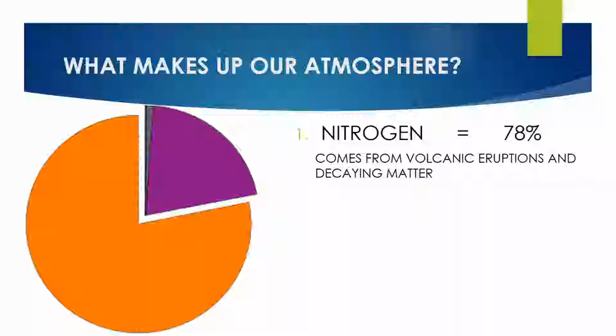But our bodies do not use nitrogen. Plants will use nitrogen, through what's called nitrogen-fixing bacteria, which hook to the roots of the plants and allow them to get nutrients from the soil.